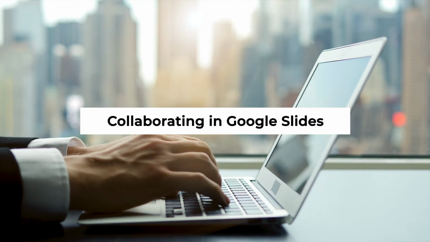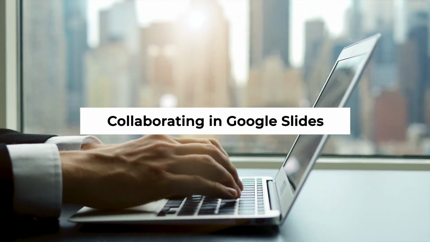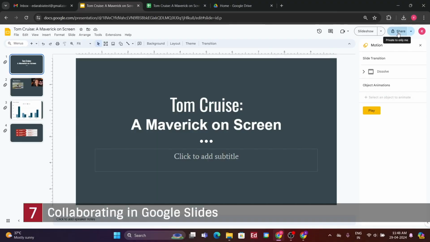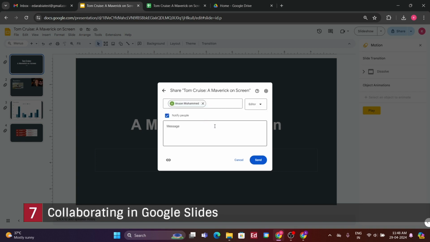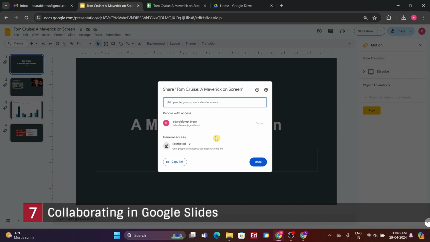Number 7. Collaborating in Google Slides. Now, let's briefly discuss collaborating in Google Slides. I won't delve too deeply into this, but similar to virtually any other Google app, collaboration is also possible in Slides. To collaborate, navigate to the Share button in the top right corner and click on it to access your sharing options. From there, you can manually add people, adjust the access level according to your preferences, or generate and copy a link to your Google slide.